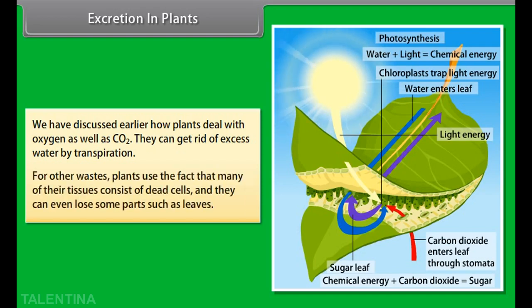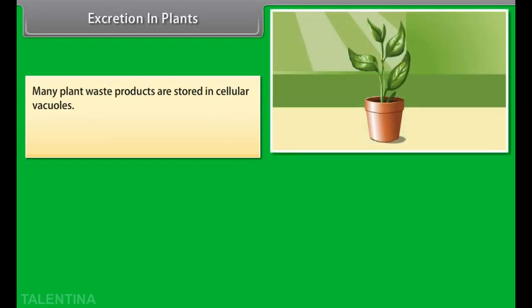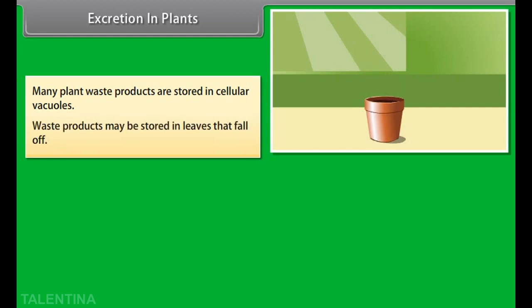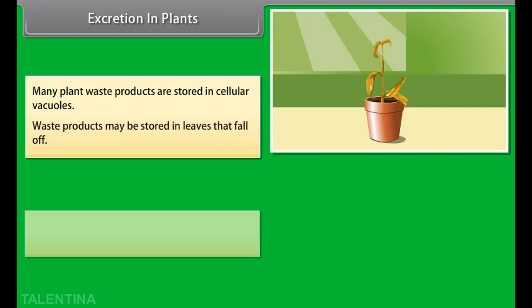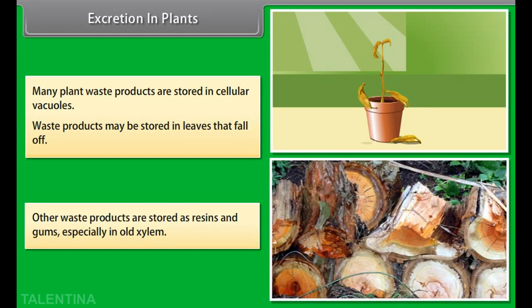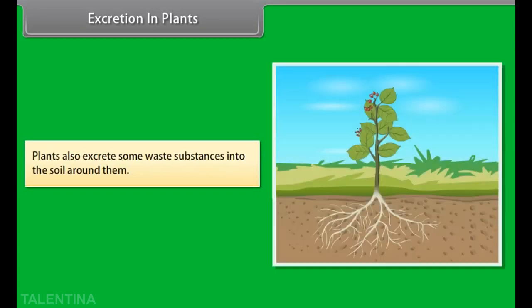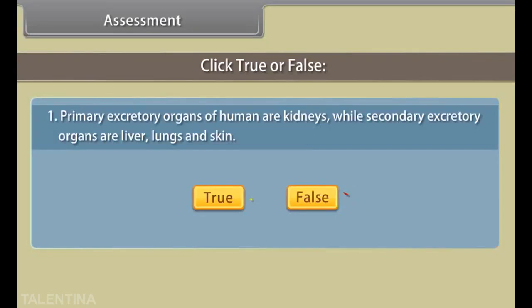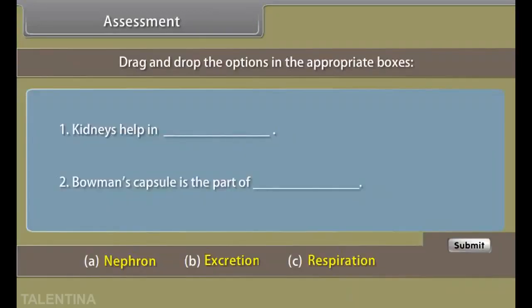For other wastes, plants use the fact that many of their tissues consist of dead cells and they can even lose some parts such as leaves. Many plant waste products are stored in cellular vacuoles. Waste products may be stored in leaves that fall off. Other waste products are stored as resins and gums, especially in old xylem. Plants also excrete some waste substances into the soil around them. Assessment. Drag and drop the options in the appropriate boxes.